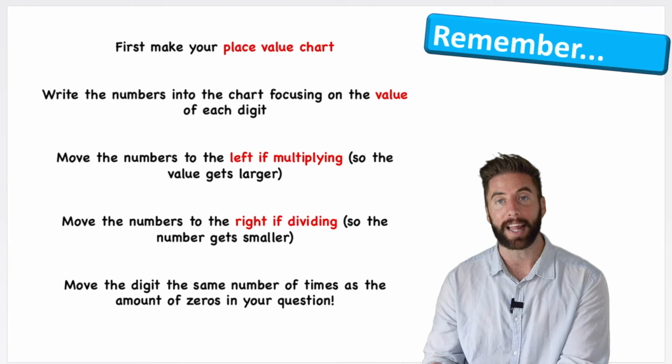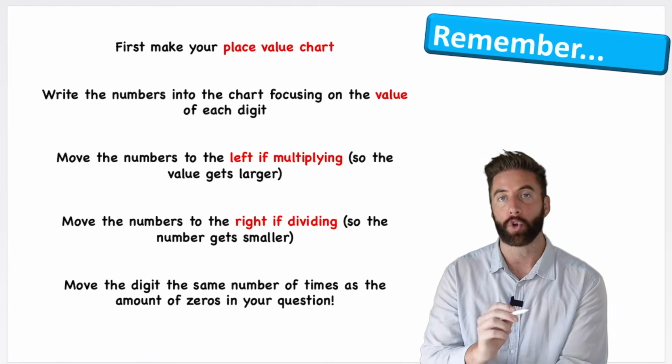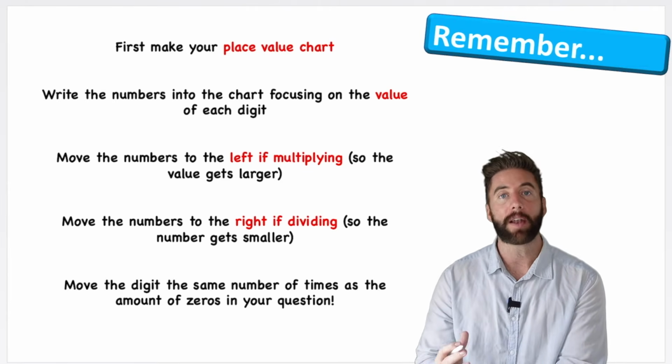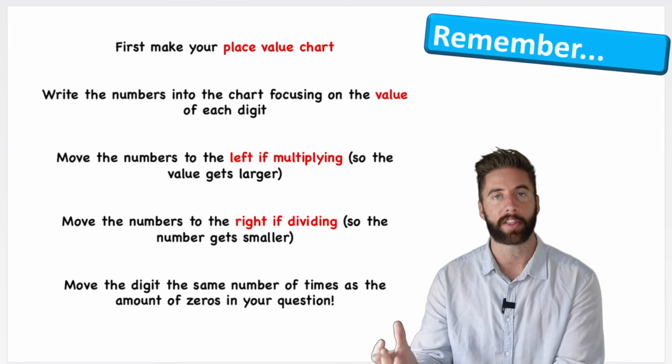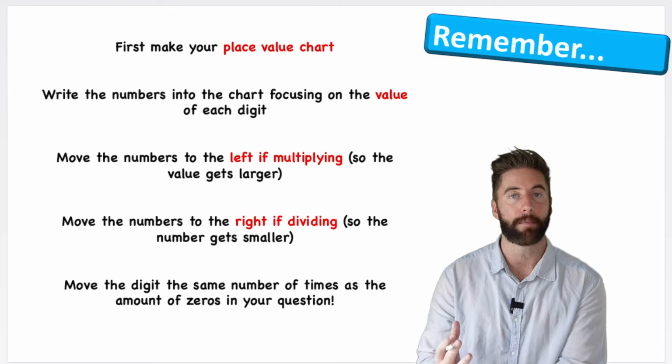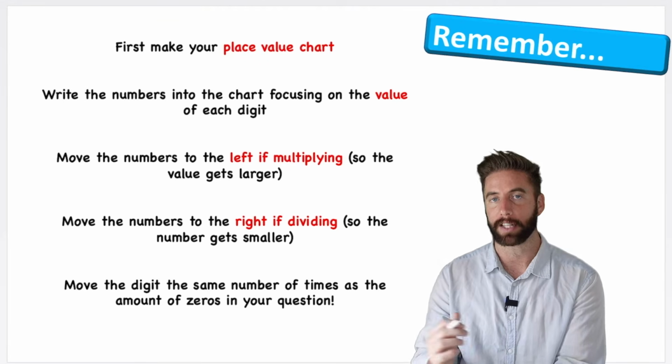Then move the numbers to the left if we're multiplying, or to the right if we're dividing. And then we simply look at what we're multiplying and dividing by, 10, 100, and 1,000, see how many zeros are in that number, and then move the numbers that amount of times.